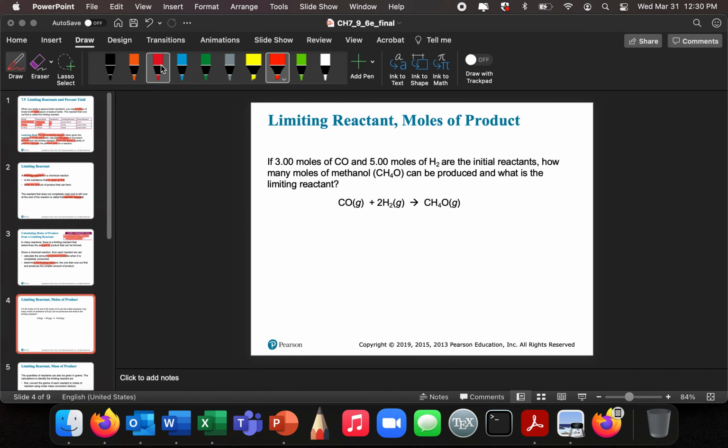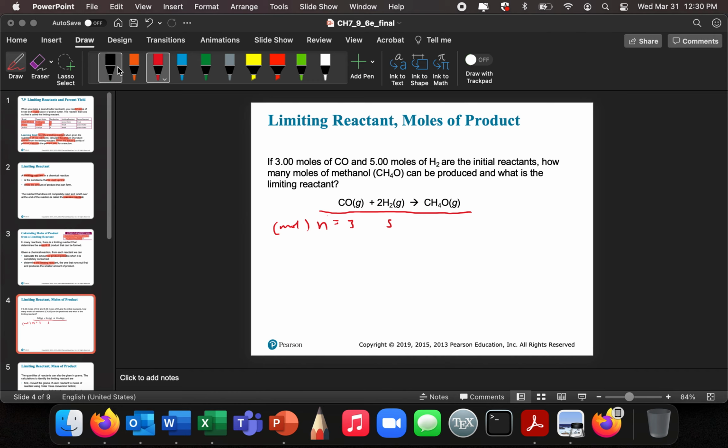Here's an example. Let me come over here with my pencil. And when I do this, I'm going to encourage you to do the same thing. I'm always going to set up a table here, moles. I'm going to write it out. You should do the same. Follow my example. If I've got 3 moles of carbon monoxide and 5 moles of H2, how many moles of methanol can I make?